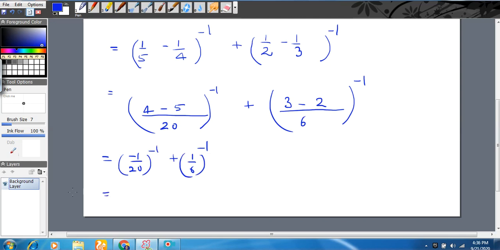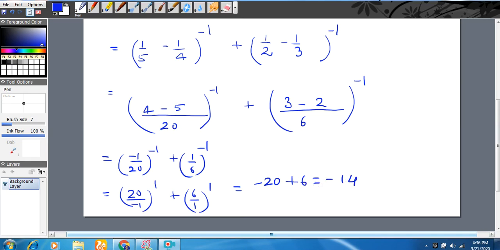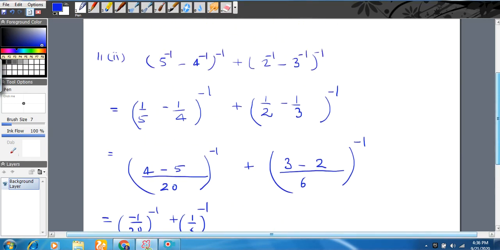Now in this step you can write the reciprocal of minus 1 upon 20, that is 20 upon minus 1 whole power 1, because if you write the reciprocal of a fraction, change the sign of the exponent. Here 1 upon 6 becomes 6 upon 1, change the sign of the exponent. So now it is 20 upon minus 1, that is minus 20 plus 6, okay, that is minus 14. So minus 14 is the answer of this part, and this question is also important.